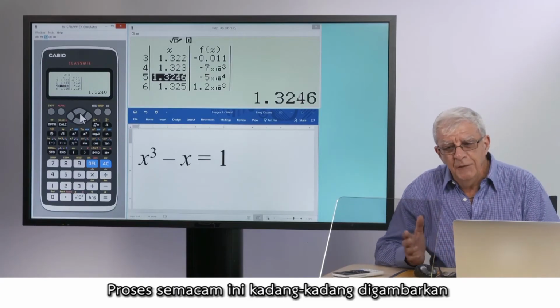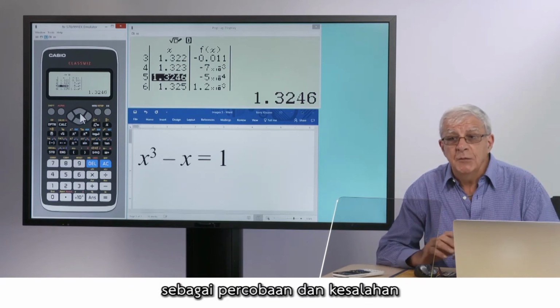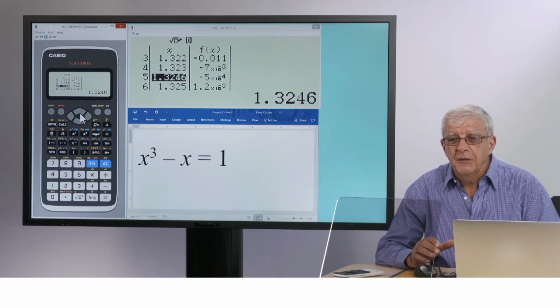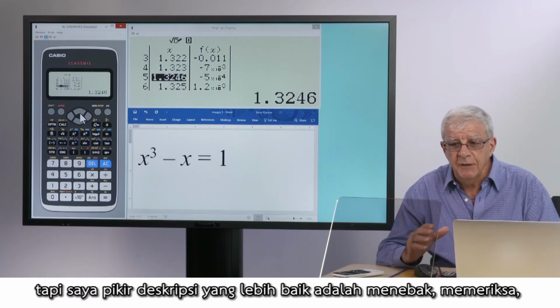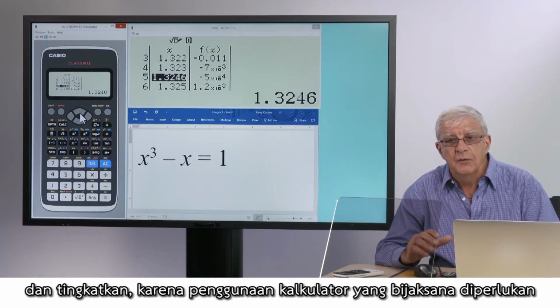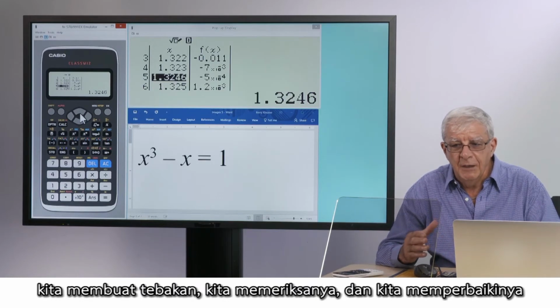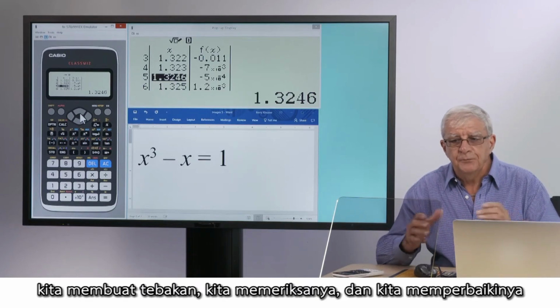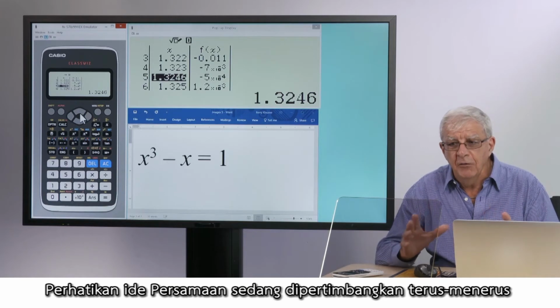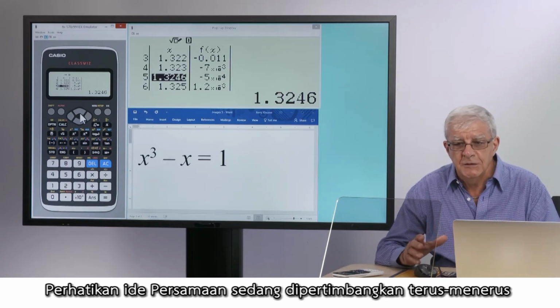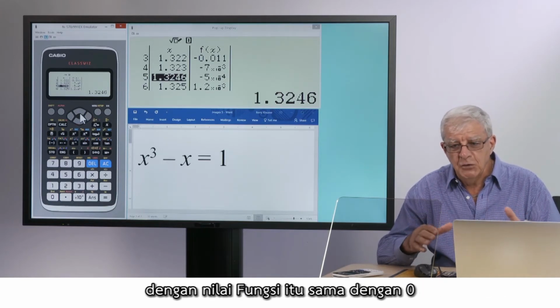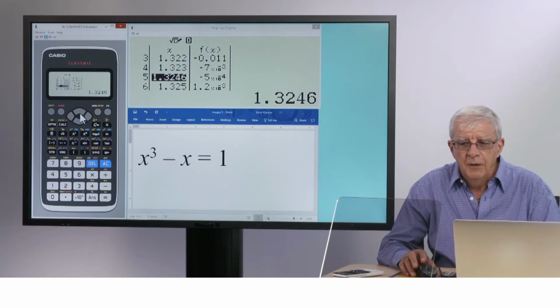Processes of this kind are sometimes described as trial and error, but I think a better description is guess, check and improve, as thoughtful use of the calculator is required. We make a guess, we check it, and we improve it. Notice the idea of the equation is being considered constantly. What's the value of the function? Is it equal to 0?